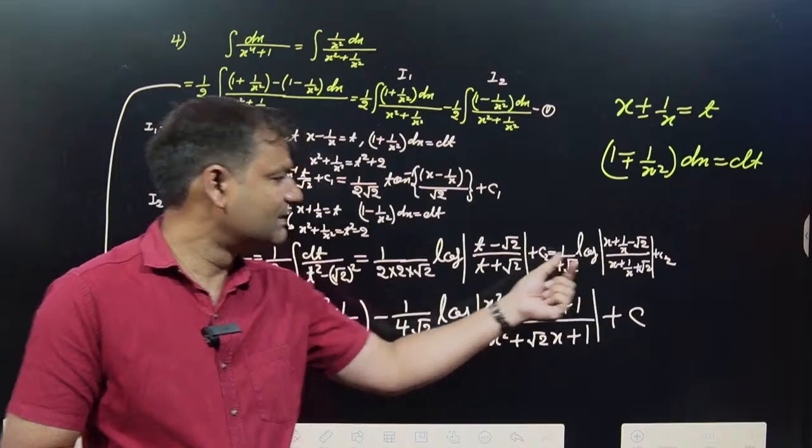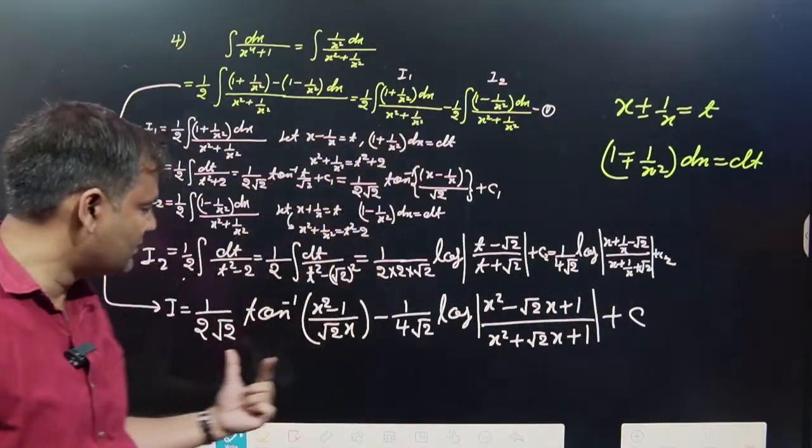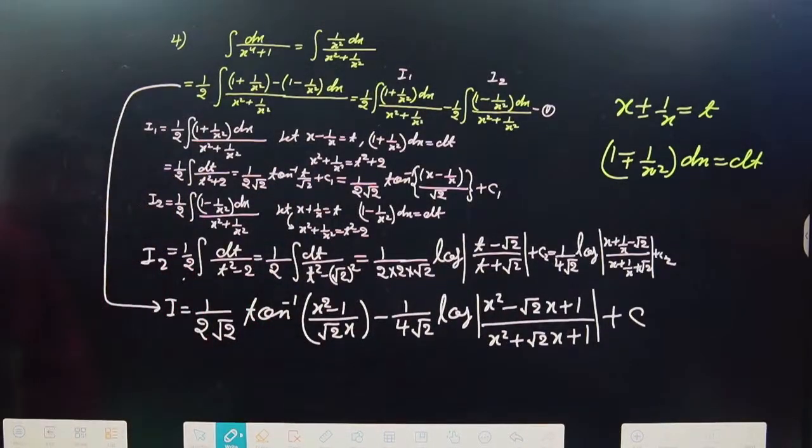After that, I2 and I1, these two values are put here, then we get the final answer like that. Okay, I hope it is clear.